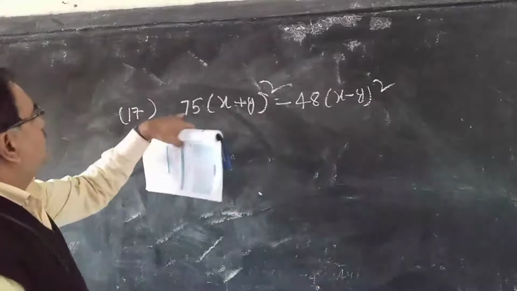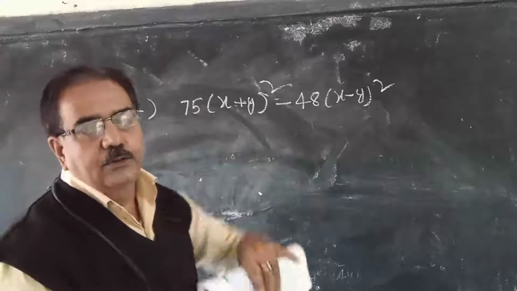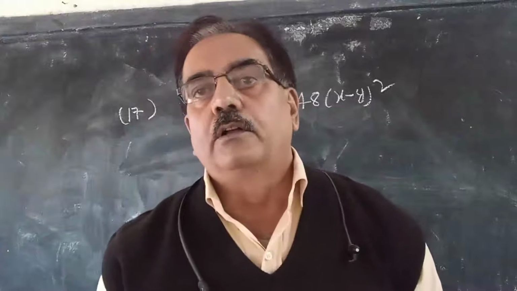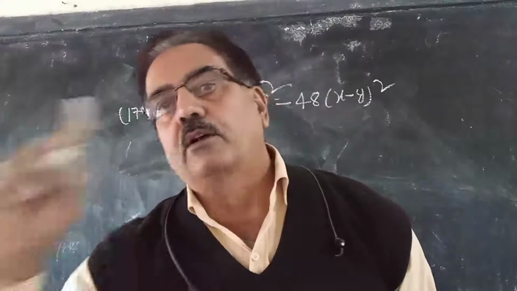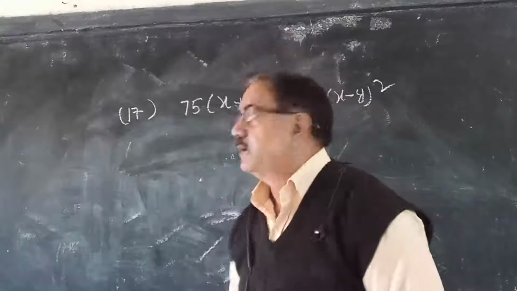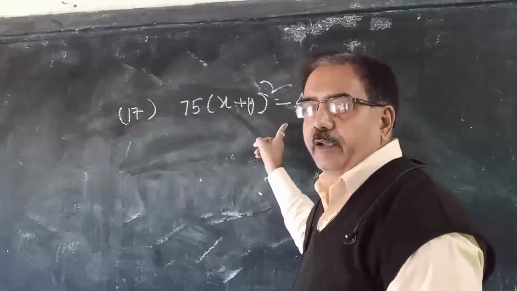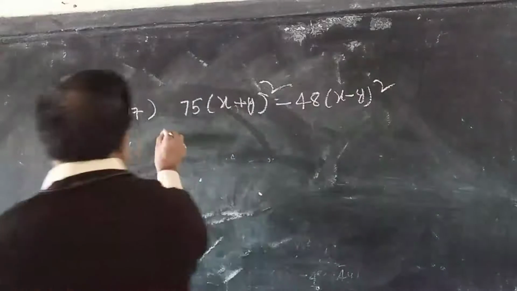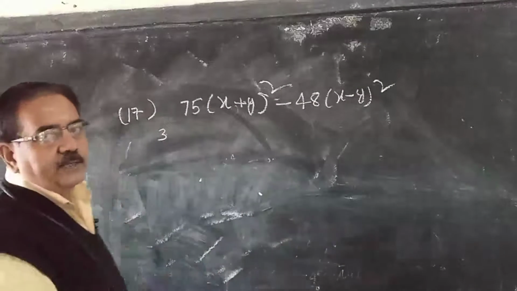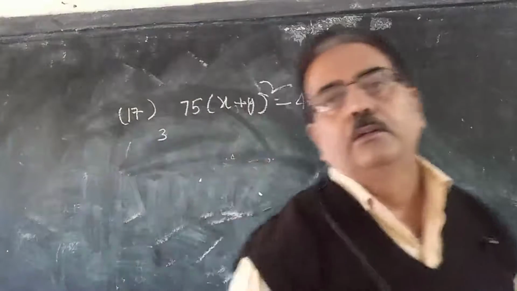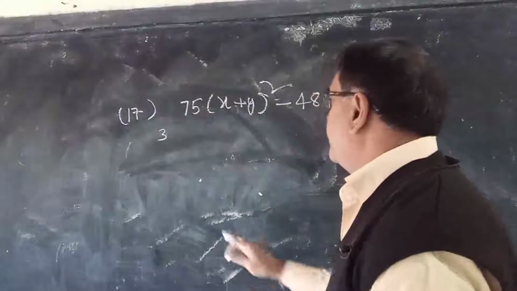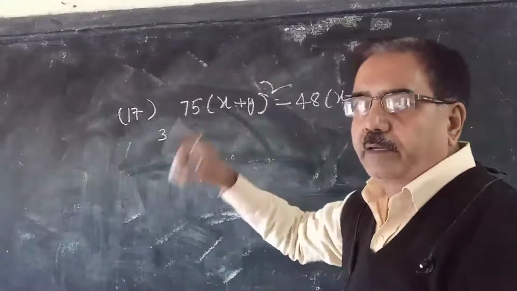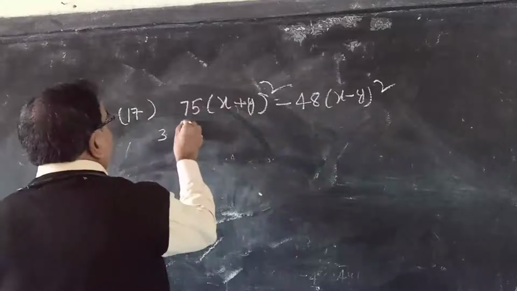Now see here, the numbers 75 and 48 are not perfect squares. Whenever the number is not a perfect square, the first step is to take the common factor. So what is common? 75 and 48 are both divisible by 3, so we will take 3 as common. We will see by which number all the terms are divisible.